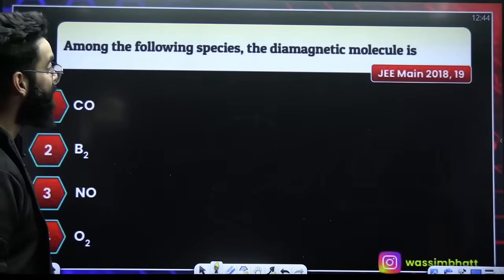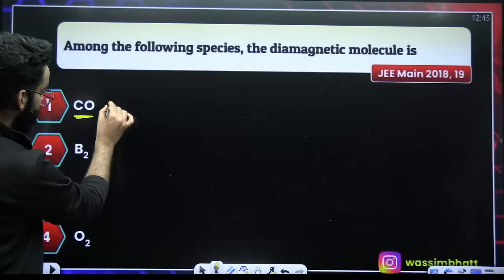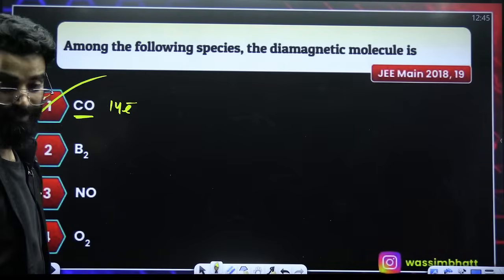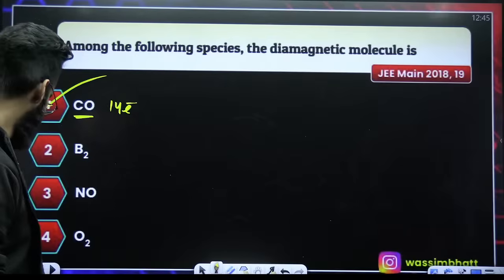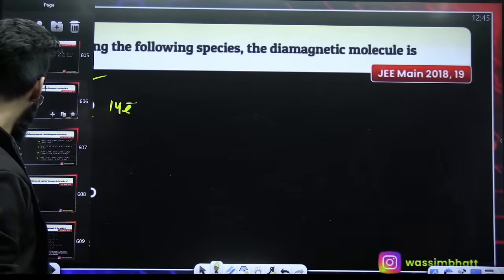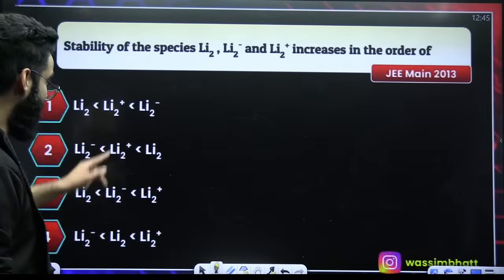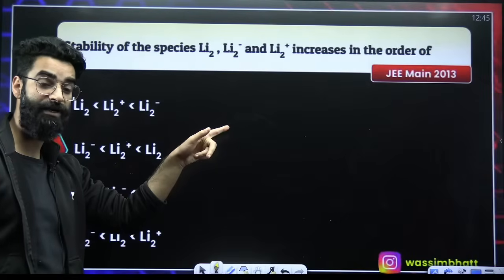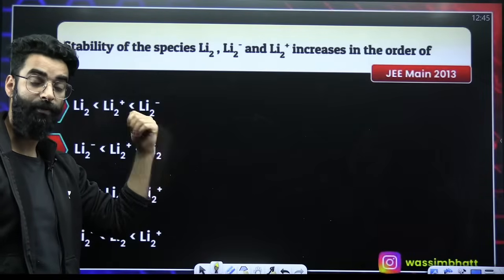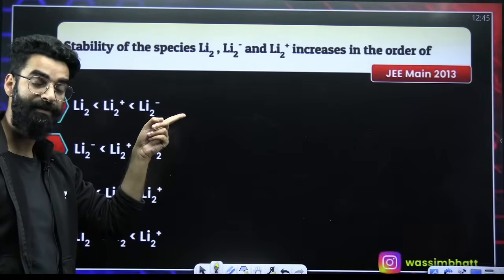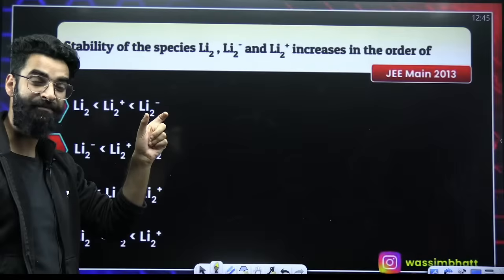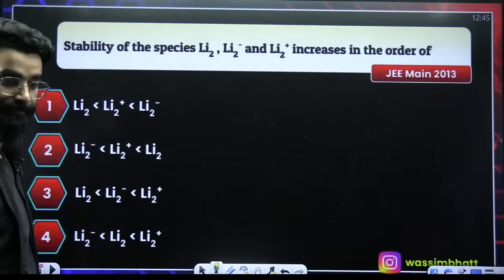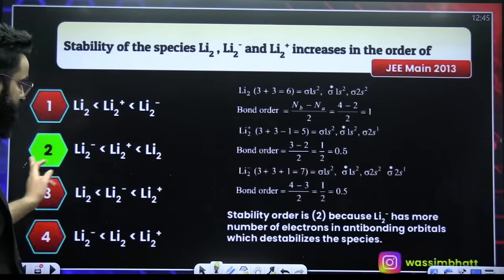Which of the following is a diatomic molecule? Carbon monoxide is a 14 electron species. All the 14 electron species have no unpaired electrons, so they are diamagnetic, when you write their molecular orbital configuration. Stability order: what do you need to do? Write the molecular orbital configuration. Check the bond order. The one which has more bond order is more stable. If there are two species having the same bond order, then check their antibonding electrons. The more the antibonding electrons, the lesser the stability. Right? Option 2.